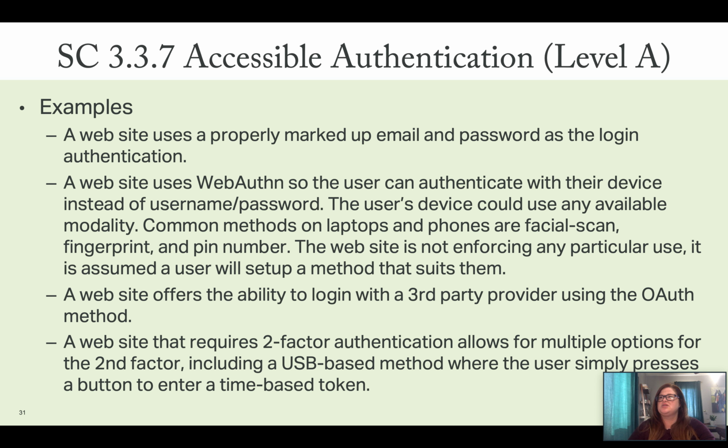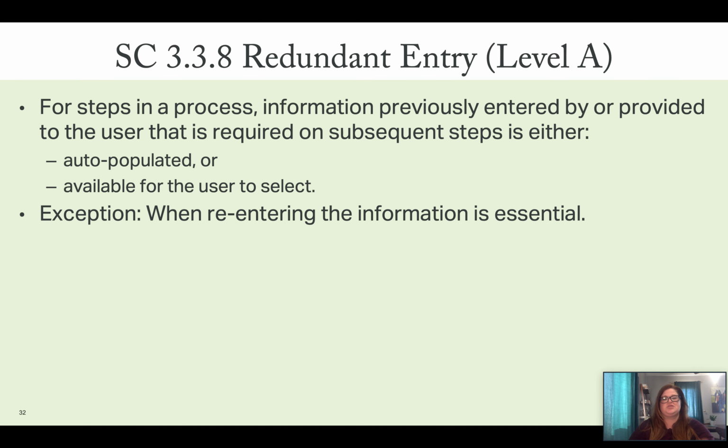And then I think we have one last criterion, and then we're through the 9 new ones. So let's talk about success criterion 3.3.8, which is redundant entry. It is also a level A. For steps in a process, information previously entered by or provided to the user that is required on subsequent steps is either auto-populated or available for the user to select. The exception is when re-entering the information is essential.